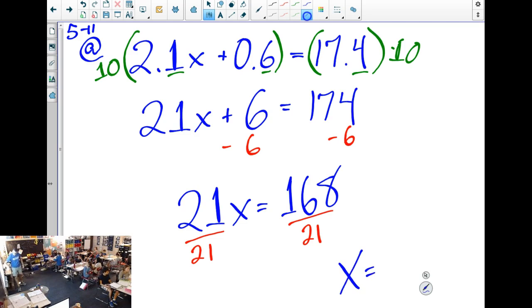Here, once we do the division, what is x in A? 8.